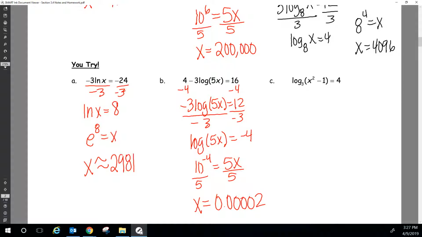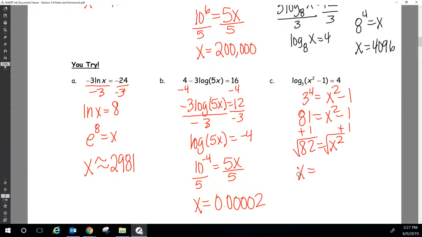All right, and finally for C, I've got 3 to the 4th is equal to x squared minus 1. That means 81 is equal to x squared minus 1. Adding 1 to both sides, you get 82 is equal to x squared. Taking the square root, I've got x is equal to plus or minus. Don't forget, square roots, any even root, it's going to be a plus or minus. Square root of 82. You might see it like that. You also might see plus or minus 9.06.